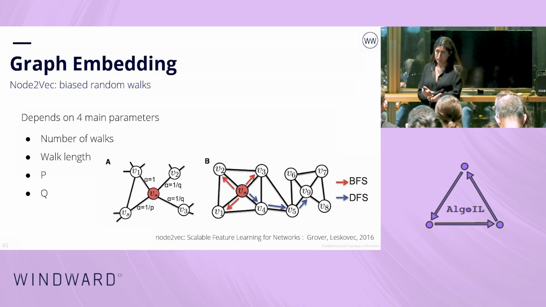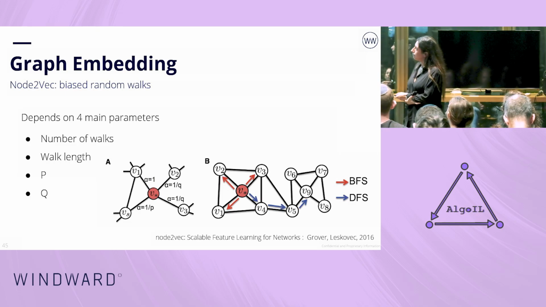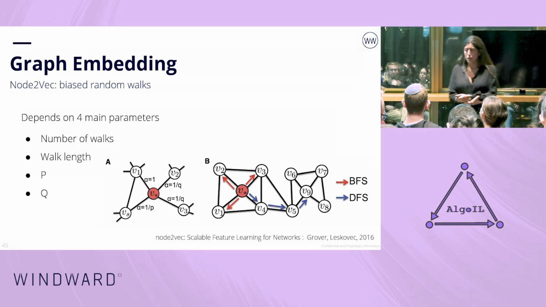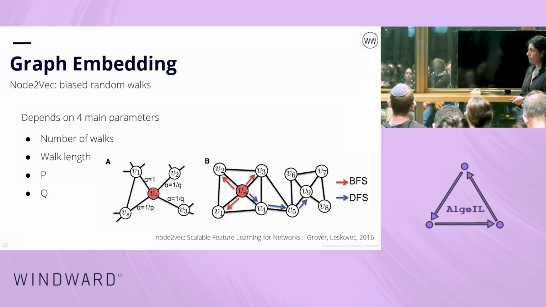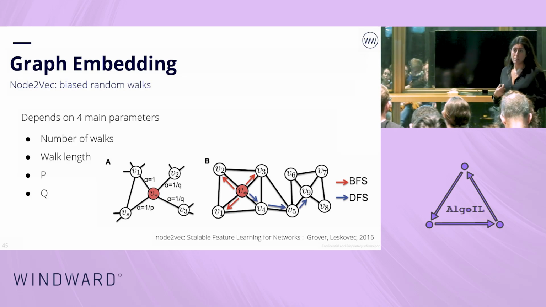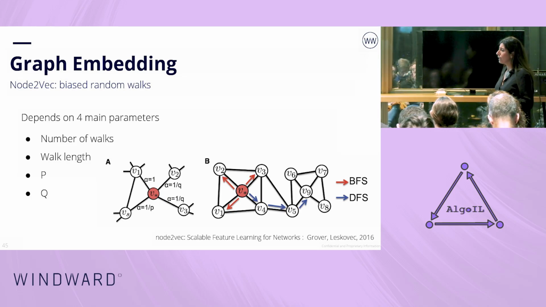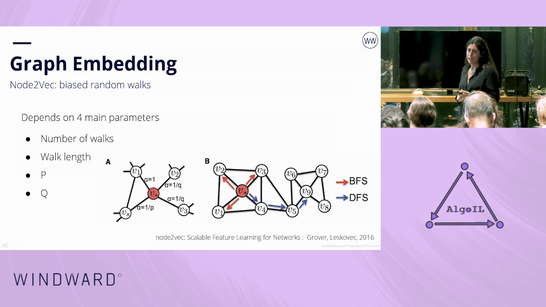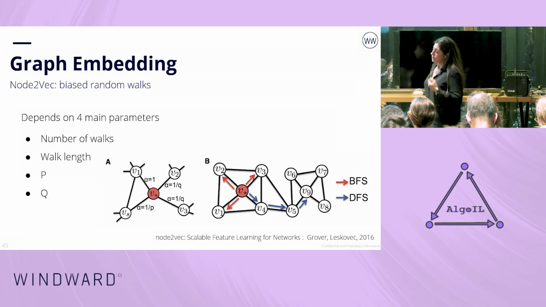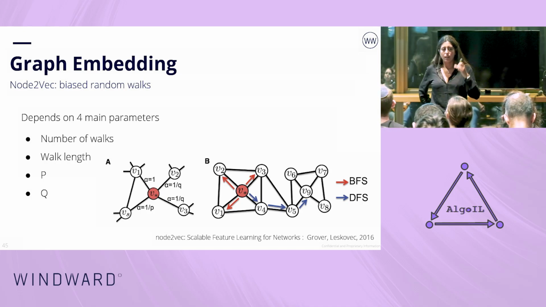It's very intuitive. For those of you who are familiar with NLP, it works exactly the same way as word2vec works. Basically, from your graph, what you're doing is randomly sampling walks in your graph, and these walks create a corpus, as in NLP.